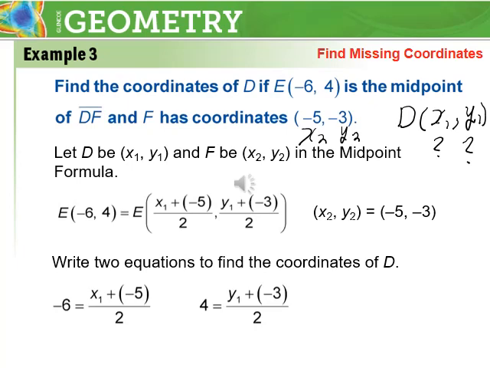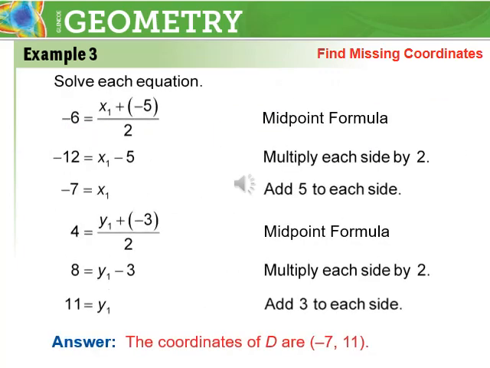So now we have two equations. Let's see how we are going to solve these two equations in order to get the two missing coordinates of the point. Solving the first equation, x1 plus -5 over 2 equals -6. Then we will move the 2 to the other side of the equation by multiplication. So -6 times 2 is equal to -12, equal to x1 minus 5. Then solving for x1, -12 plus 5 equals x1. -12 plus 5 equals -7. So the x coordinate for point D is -7.